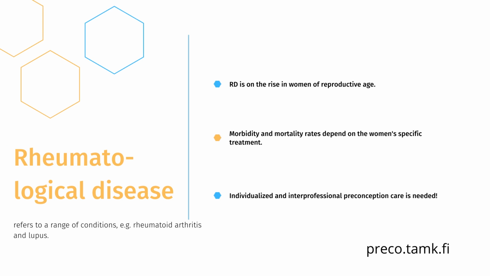Rheumatological disease is on the rise in women of reproductive age. The morbidity and mortality rates are associated with the specific therapy that women follow. A specific preconception care plan for women suffering from rheumatological disease will depend on the type of disease and the therapy used.